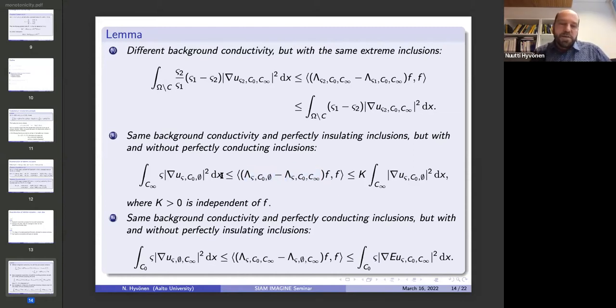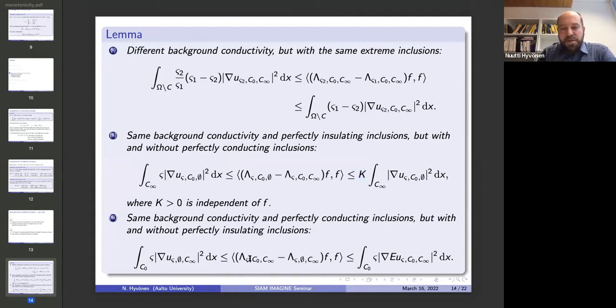And then you can write this kind of estimate where you take some gradient multiplied by something inside C infinity, and that provides both a lower bound and an upper bound. The lower bound is kind of explicit. The upper bound depends on K, which is a constant related to the projection that I mentioned previously, but it is independent of F.